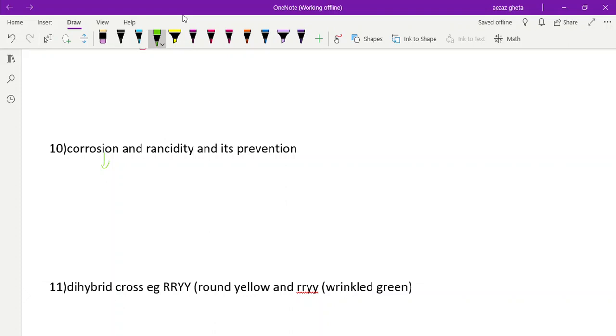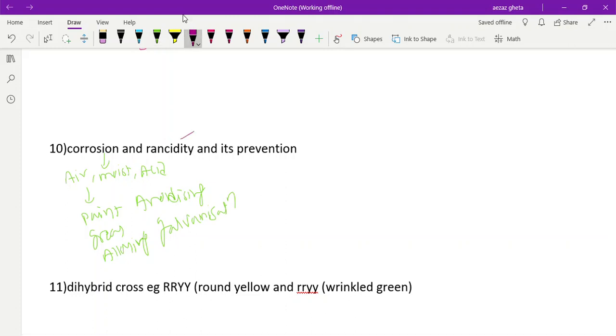Corrosion is the gradual eating up of metal by the action of air, moisture, and acid. It is prevented by painting, greasing, alloying, anodizing, and galvanization. You should know the definition of each of these, so please go through them.